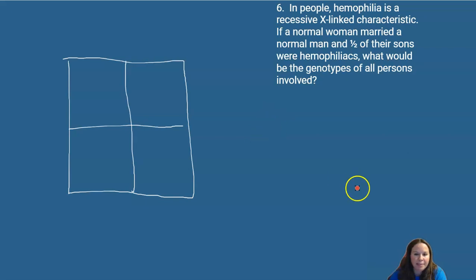Question number 6. In people, hemophilia is a recessive X-linked characteristic. Right, so big H I'm going to use for normal. Again, it doesn't matter what letters you use as long as your dominant gene gets the big letter and your recessive gene gets the lowercase letter. Little h, hemophilia.